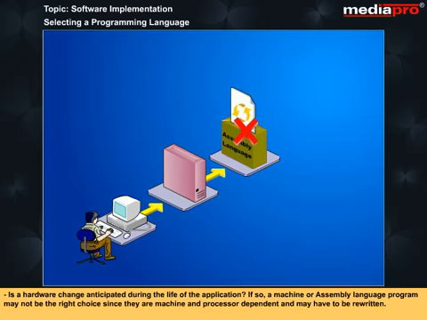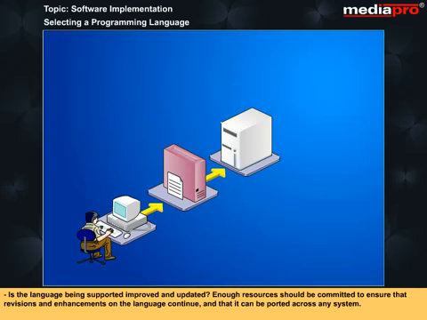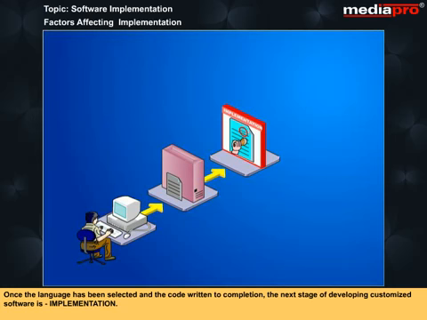Is a hardware change anticipated during the life of the application? If so, a machine or assembly language program may not be the right choice since they are machine and processor dependent and may have to be rewritten. Is the language being supported, improved and updated? Enough resources should be committed to ensure that revisions and enhancements on the language continue and that it can be ported across any system. Once the language has been selected and the code written to completion, the next stage of developing customized software is implementation.